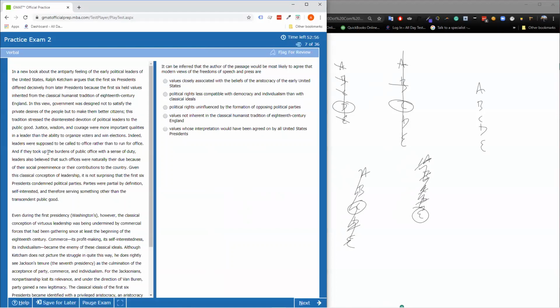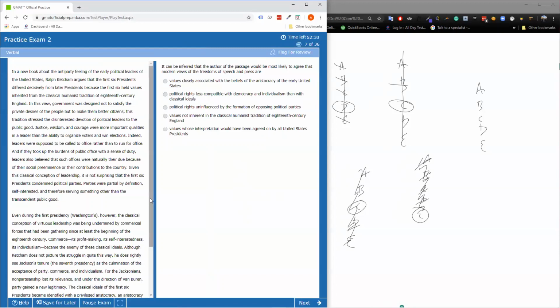And if they took up the burdens of public office with a sense of duty, leaders also believed that such office was naturally their due because of their social preeminence. Given this classical conception of leadership, it is not surprising that the first 6 presidents condemned political parties. Parties were partial by definition, self-interested, and therefore serving something other than the transcendent public good.